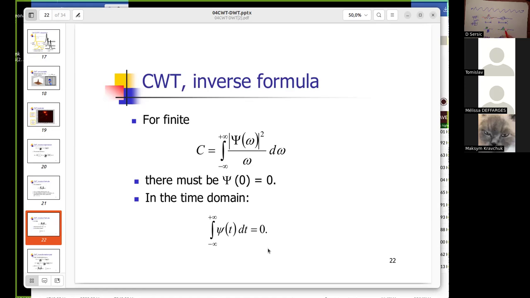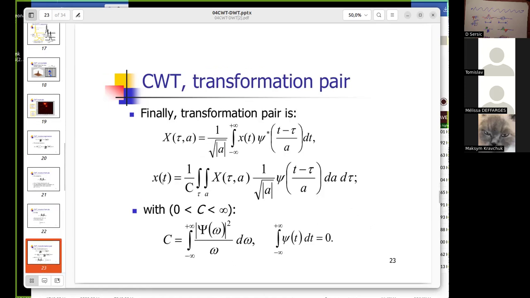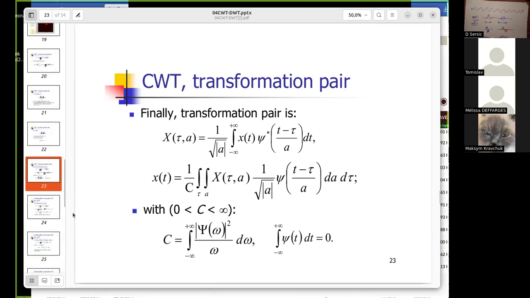So we are not allowed to choose wavelet functions that contain some DC shift. That's what is written right here. And finally, all the things together are right here. So this is the equation for the continuous wavelet transform. This is the inverse formula. And yes, it contains this constant, and this constant can be calculated this way. And this is a kind of admissibility condition for the CWT.